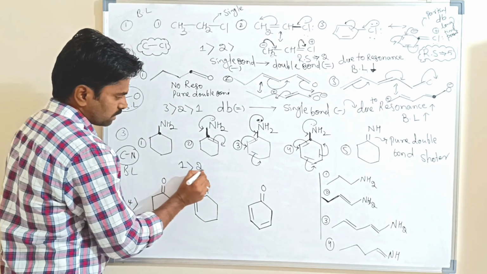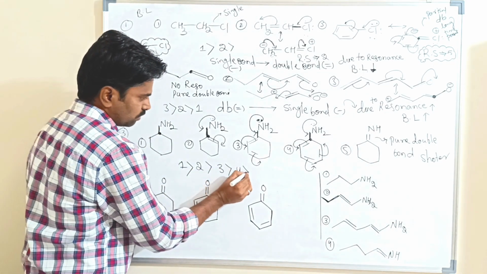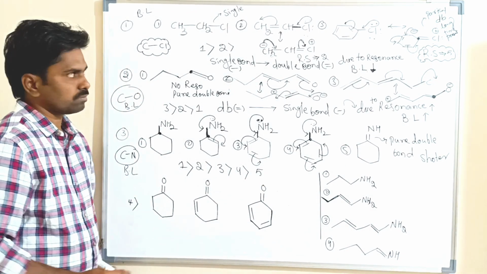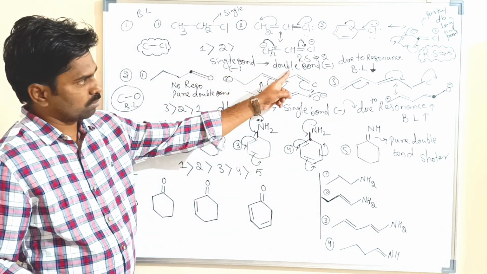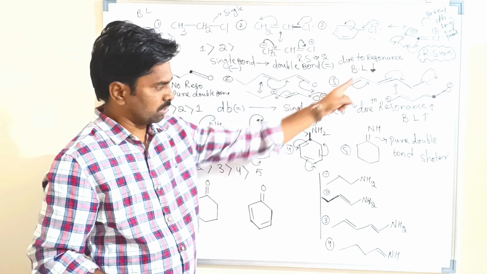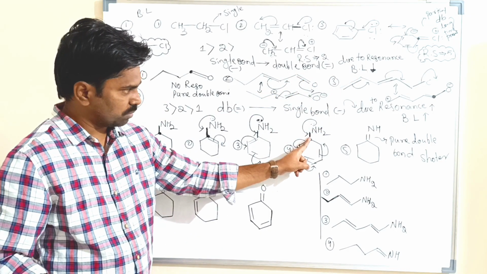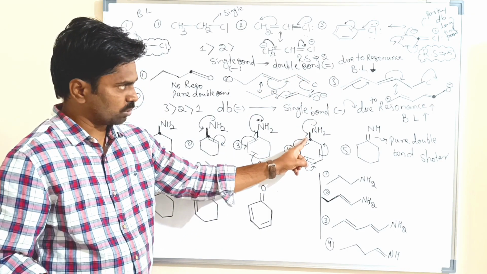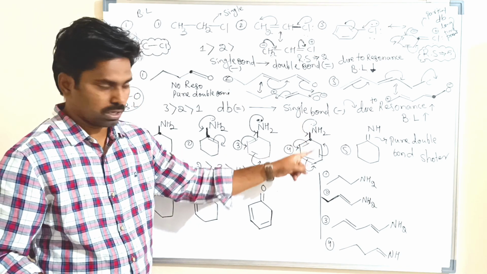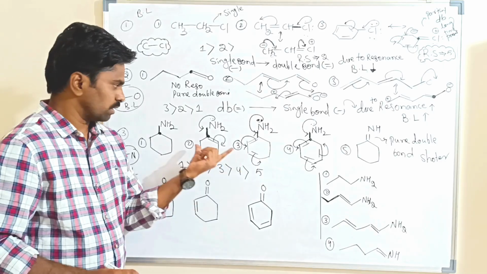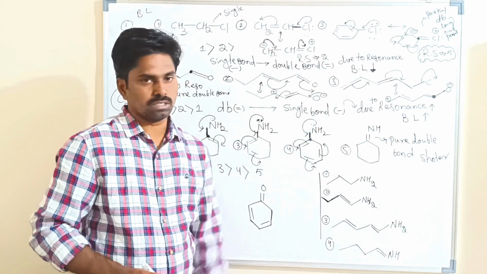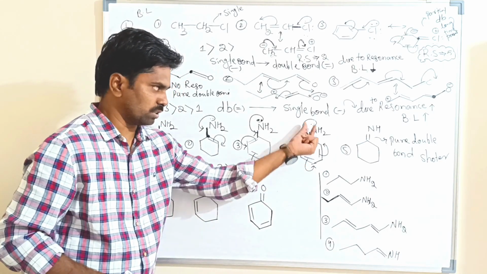So then next one second, the next one third, the next one fourth, the next one fifth. Single bond becomes a double bond due to the resonance. Bond length decreases. When these electrons come to the downside, we have to form the double bond also, and here we are getting 5 resonating structures. So that's why, compared to the second, the third and fourth one have a shorter bond between the carbon and nitrogen.